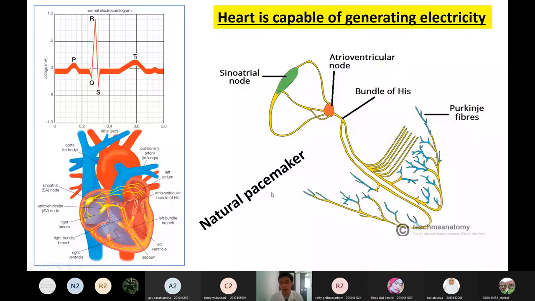So probably in senior high school, we have learned about the pacemaker. We have a natural pacemaker in our heart, and it is composed of muscle fibers. There is a sinoatrial node. This is the very primary part of our heart to generate the electricity. And then the electricity will be transmitted into the atrioventricular node. And then from the atrioventricular node, it will be spread out to the bundles of the heart.